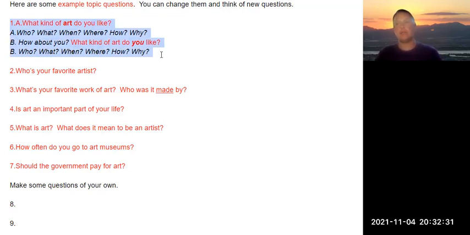So normally I like landscapes and sculptures and still life paintings and portraits. I don't usually like abstract art. Abstract art is a little bit hard to interpret, and to me it doesn't make a lot of sense. How about you? What kind of art do you like?